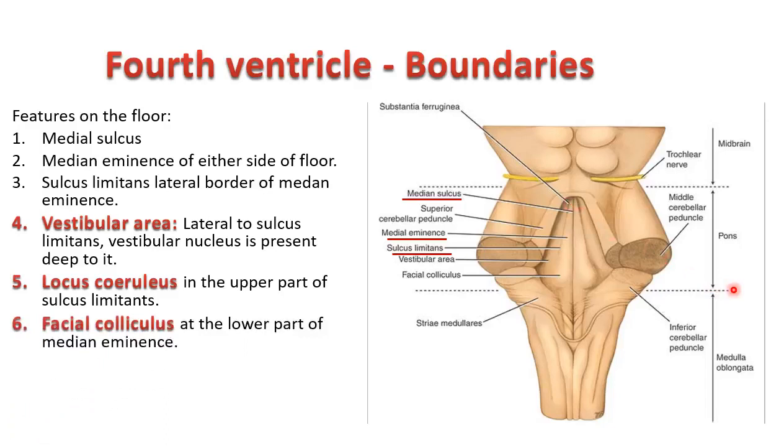pigmented area. Then if you trace this sulcus limitans, it bulges more laterally, forming two swellings in the lower part of the pons, and that is called the facial colliculus.